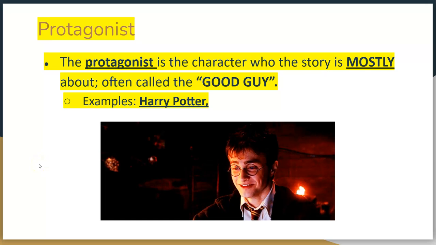When it comes to characterization, what we're talking about are different terms that can be used to describe characters within a story. We have about 6 or 8 terms that we're going to be going over today, and we're also going to be looking at different examples for each one. The first term that we're going to focus on is the protagonist.